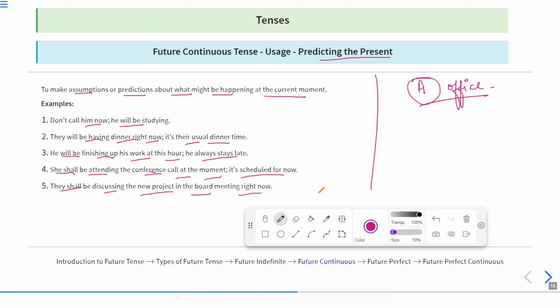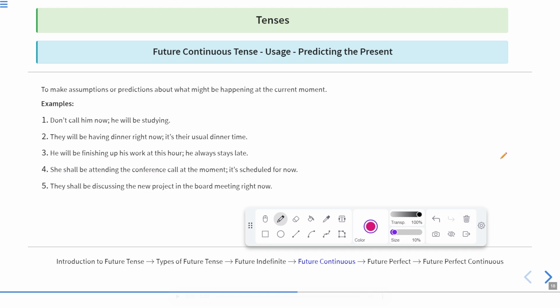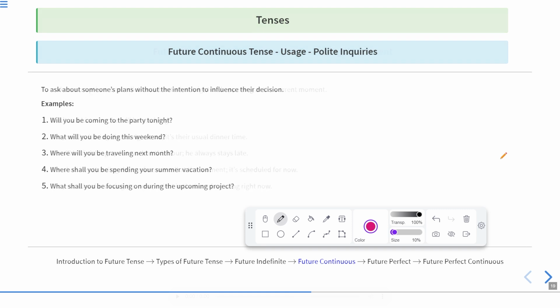Okay, so these are the current moment or present situations which can be shown because they are imagination. Though they are happening right now, they are imagination. Therefore, they should be written in future continuous tense only. Okay. Now let us move to the next usage of future continuous tense.